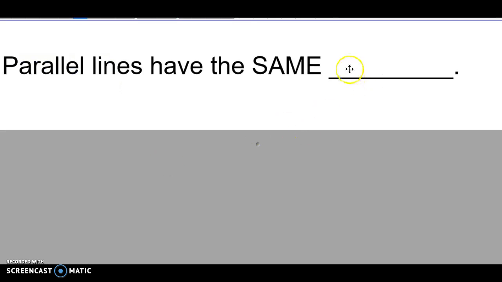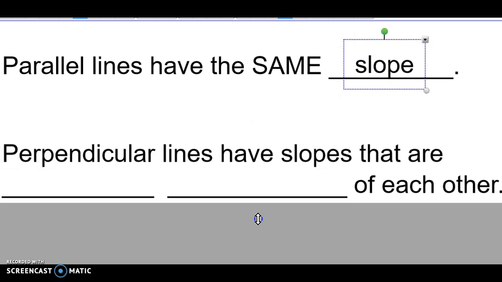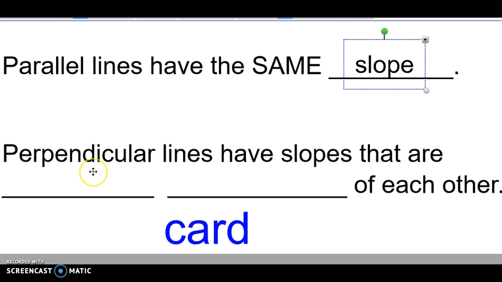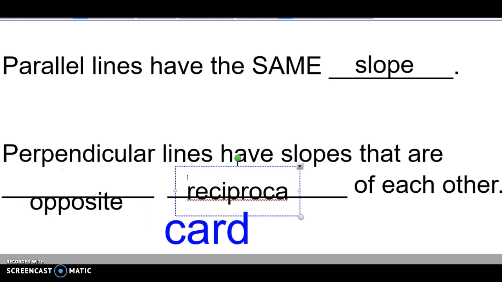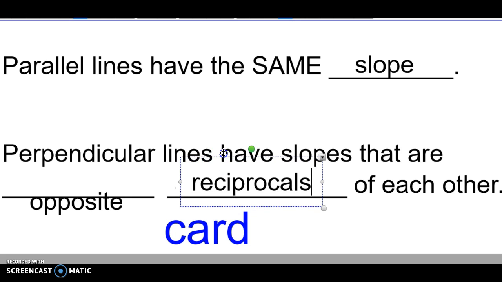Okay, so you may recall that parallel lines have the same slope. Let's fill in the blanks there. You can make a card for that if you want, but you should definitely have a card for this one. Perpendicular lines have slopes that are opposite reciprocals of each other. Okay, so let me move those up.